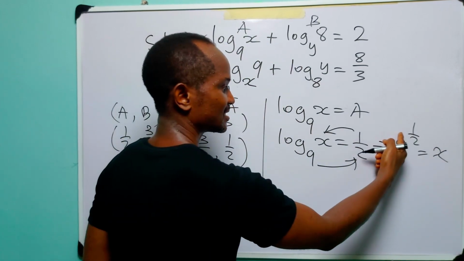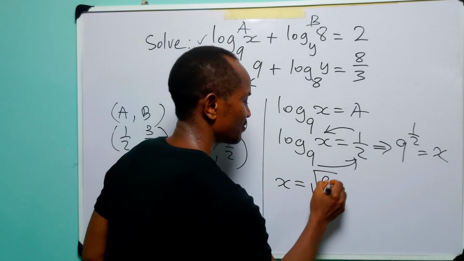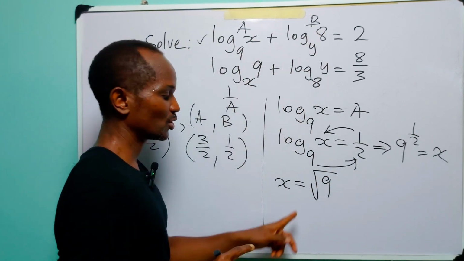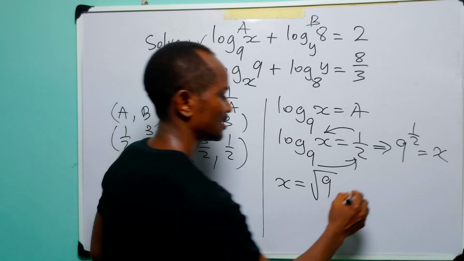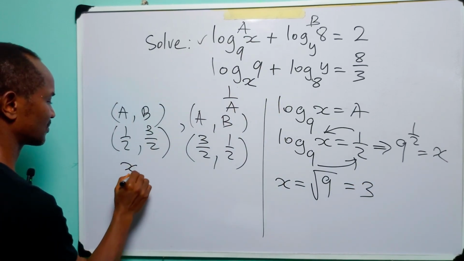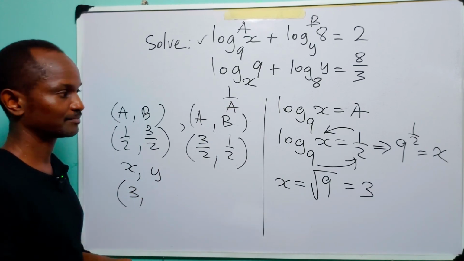And of course, writing this in radical form, we have that x is equal to the square root of 9. And since we are dealing with logarithms, we only take the positive square root. So this is equal to 3. So here we have that x is equal to 3.